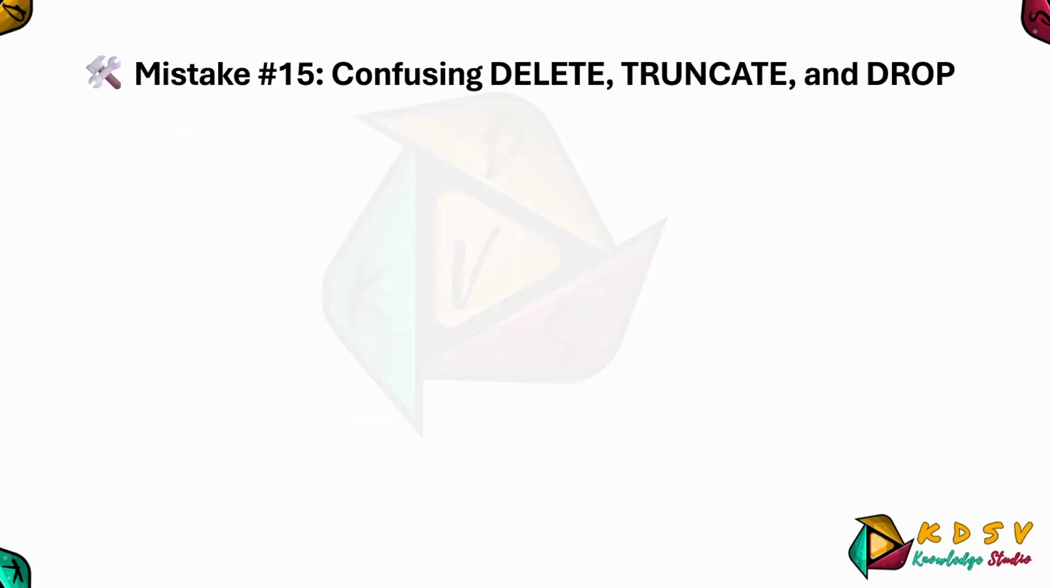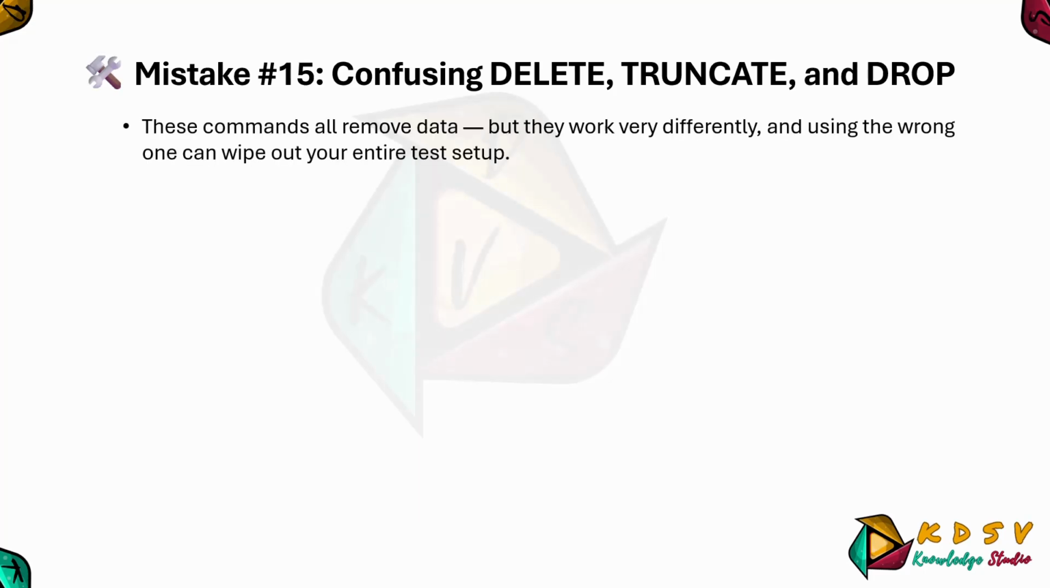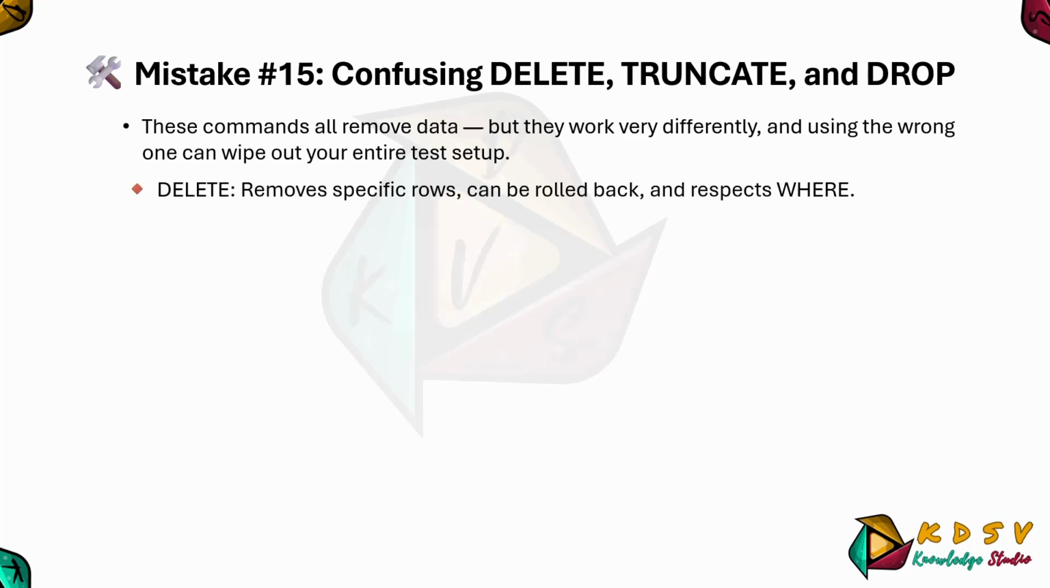Mistake number 15: confusing DELETE, TRUNCATE, and DROP statements. These commands all remove data, but they work very differently, and using the wrong one can wipe out your entire test data set from your database. So let's see them one by one. DELETE removes specific rows, can be rolled back, and respects the WHERE condition. So in your delete statement, if you have a WHERE condition, it will delete only the matching rows.